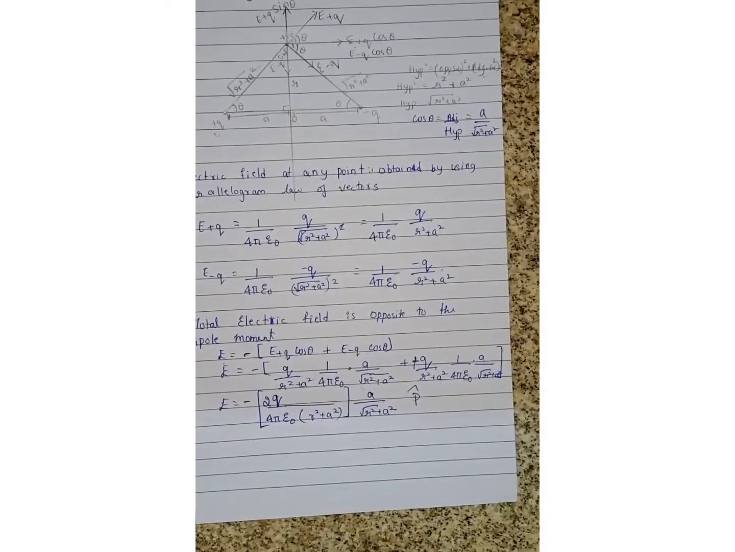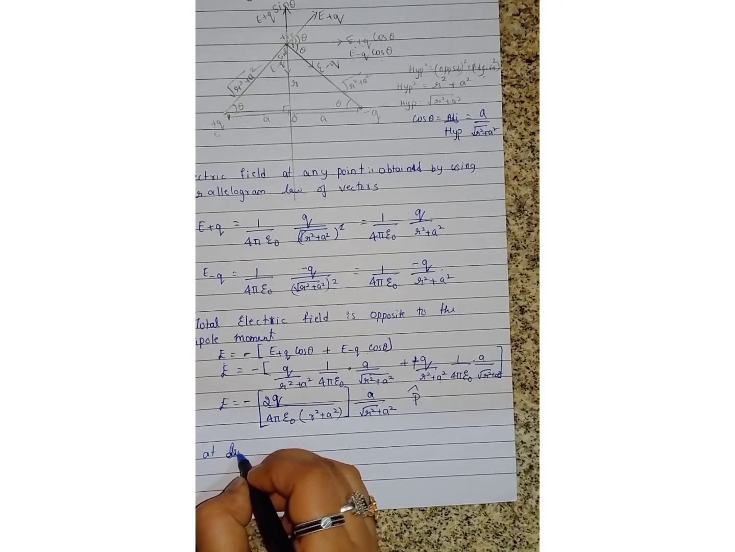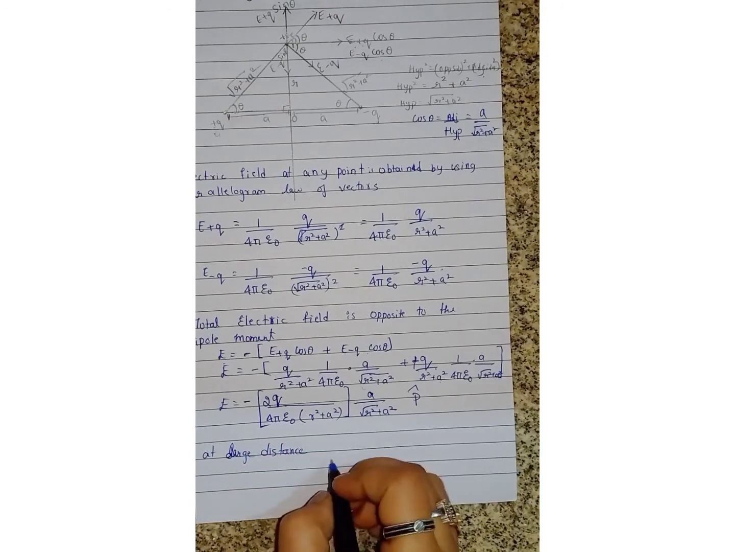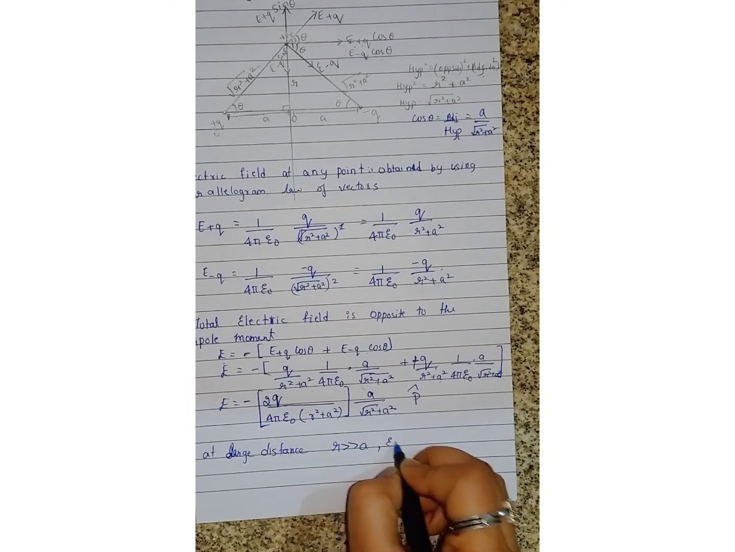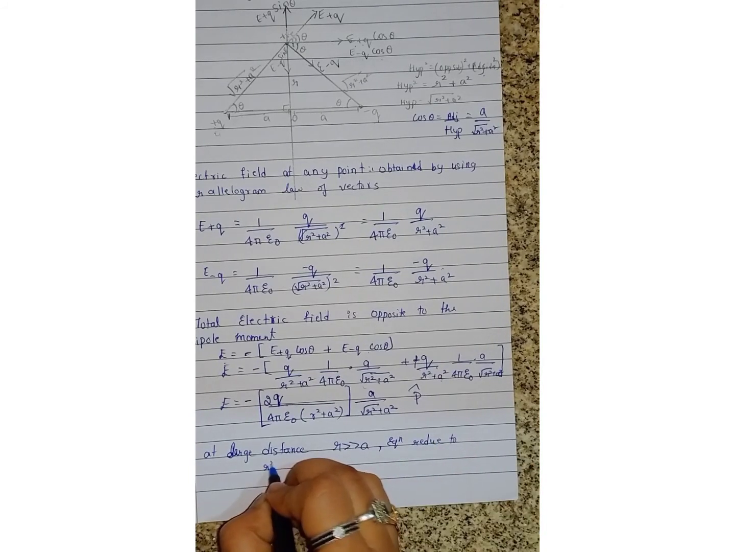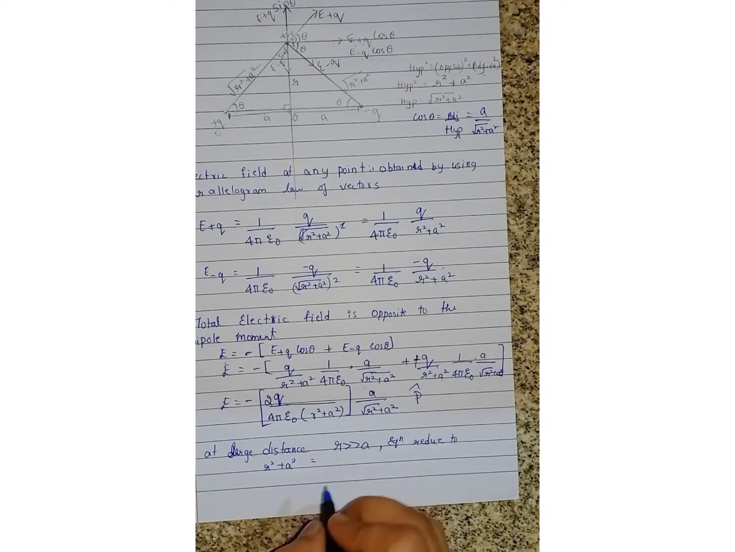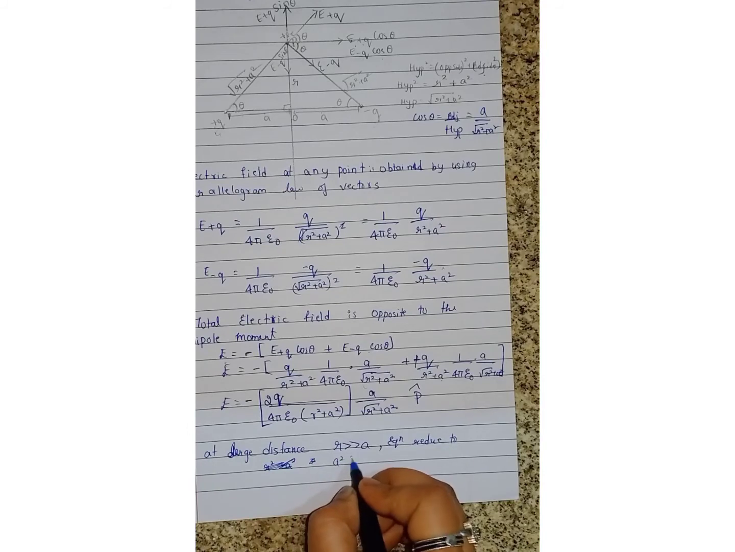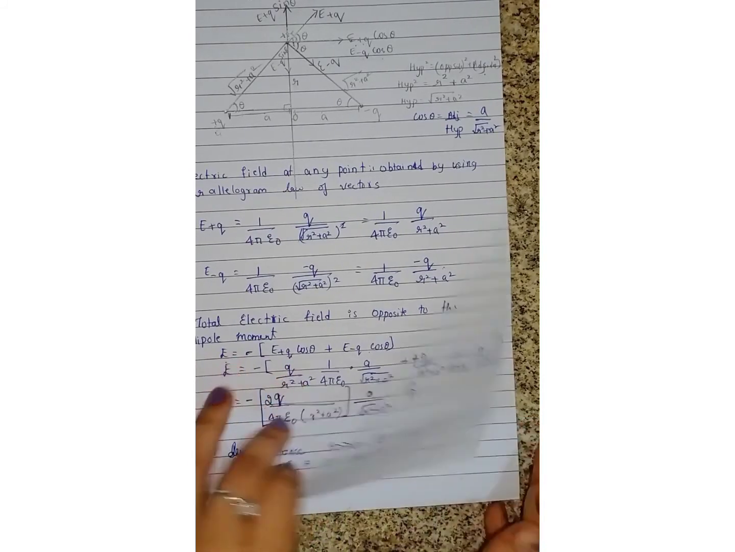The next one is at large distances, where r will be much greater than a. At large distances r is much greater than a, so the equation will reduce. In r square plus a square, the a square is neglected.